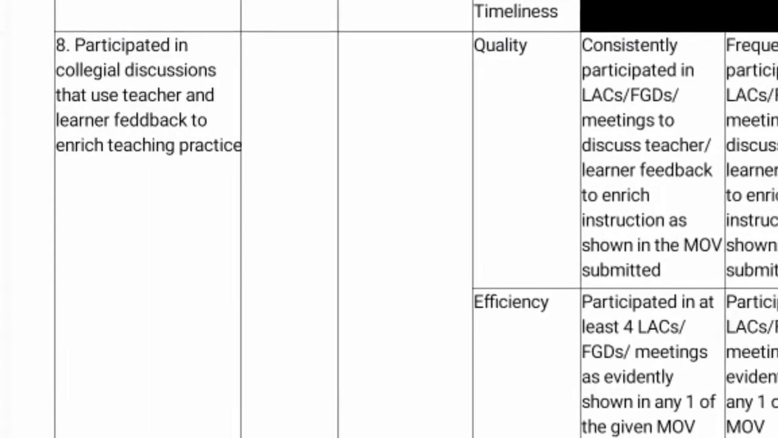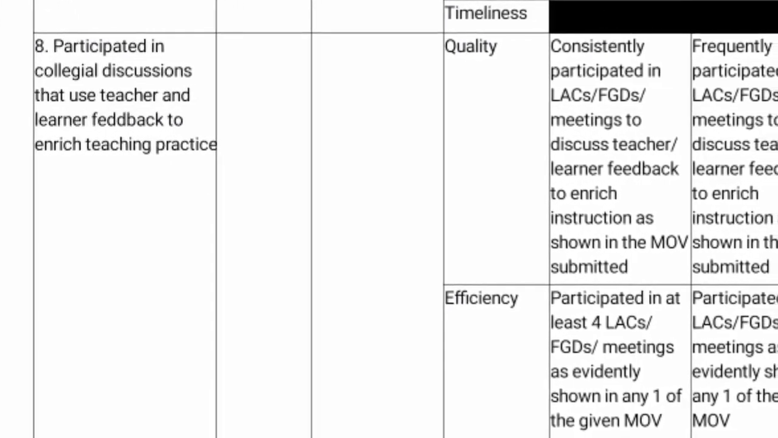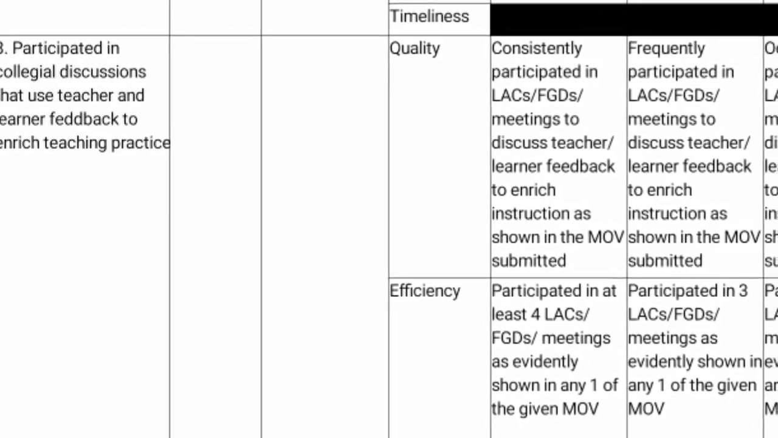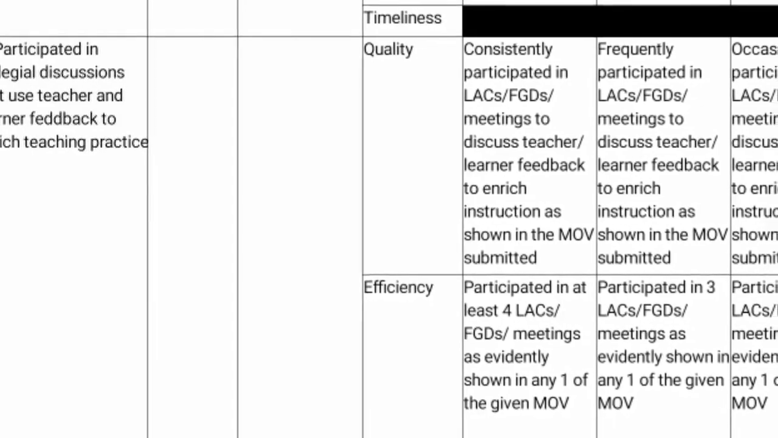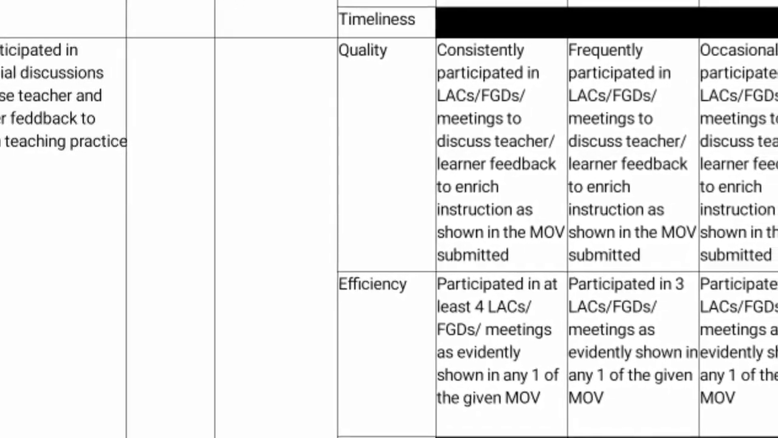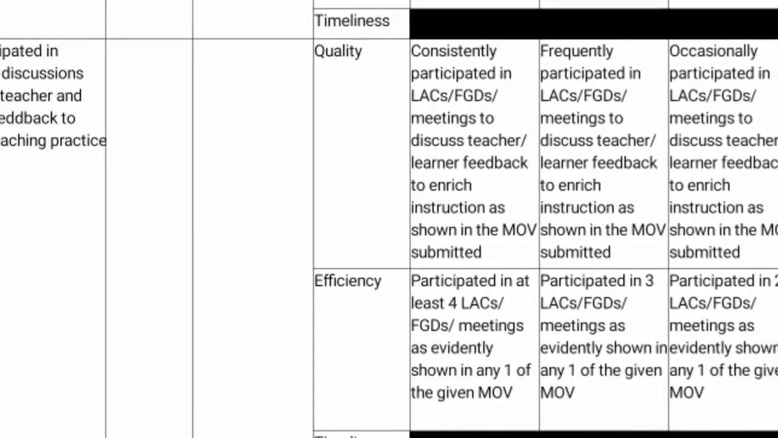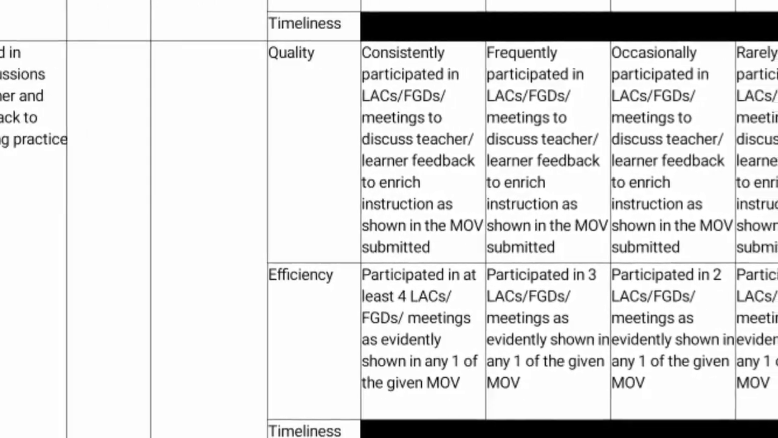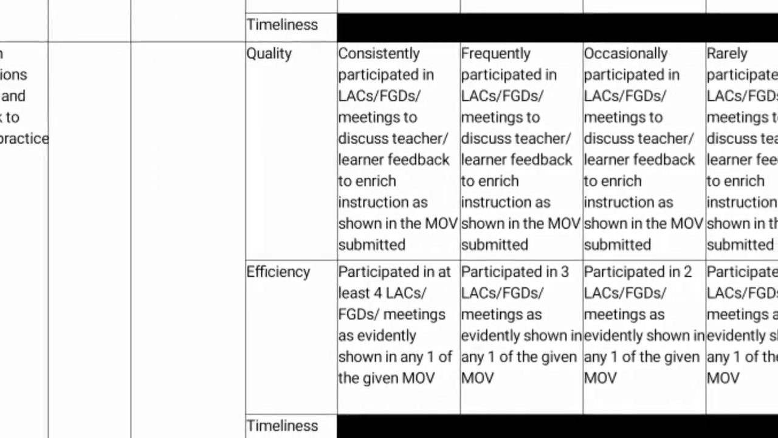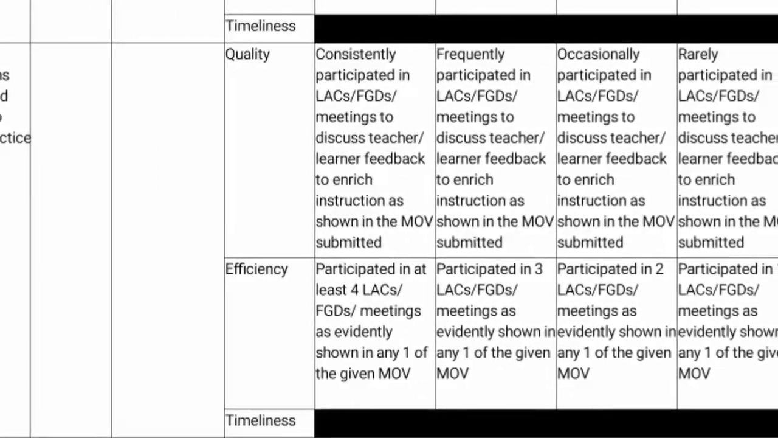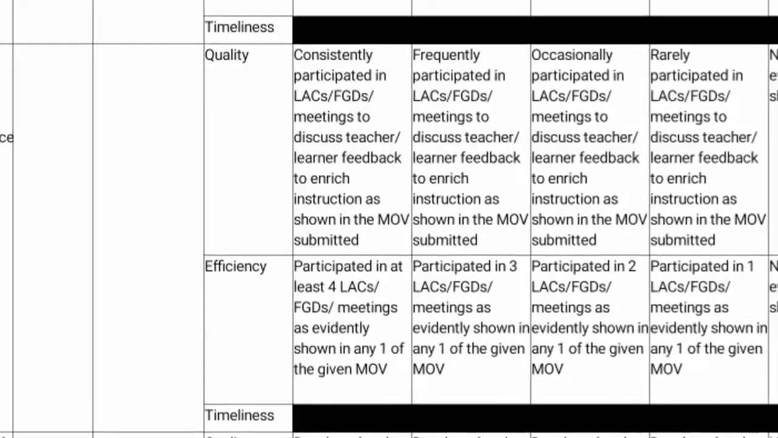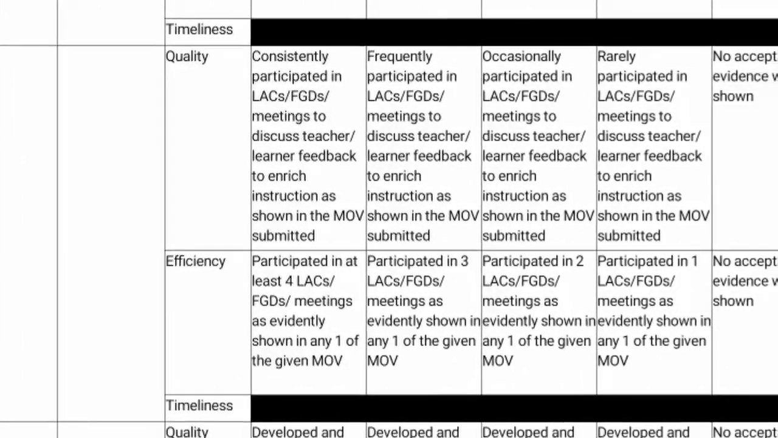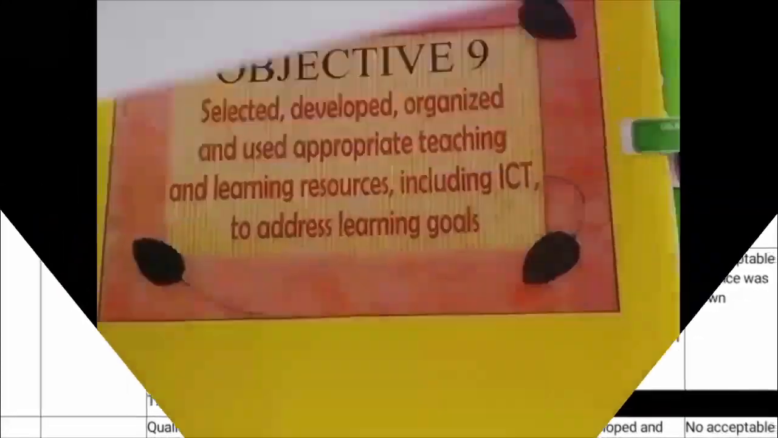Okay, sa objective number 8, sa quality. So, kailangan tayo ay consistently na um-a-attend ng mga LAC sessions or FGD meetings para makakuha tayo ng 5 points. Kapag frequently naman ay 4 points, occasionally is 3 points. Pagdating sa efficiency, para makakuha ng 5 points, at least 4 LACs, FGDs or meetings as evidently shown in any one of the given MOB. So, kahit ang nilagay lang natin, halimbawa dito, ay minutes o di kaya ay personal notes.